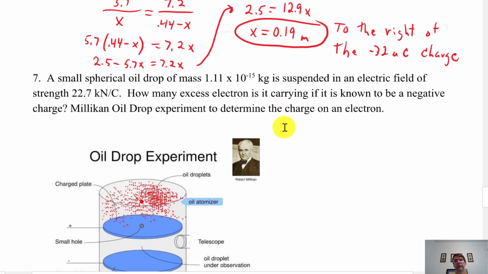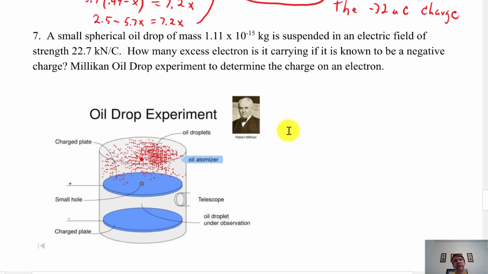All right. Ooh, the Millikan Oil Drop experiment. Famous experiment to figure out the charge on the electron. It really was the charge to mass ratio, but it's a short step away from figuring out the charge of the electron. And it's a famous experiment by Robert Millikan. And what he did, all these red dots at the top represent oil droplets. And what he did is he sprayed oil drops with a spray bottle.